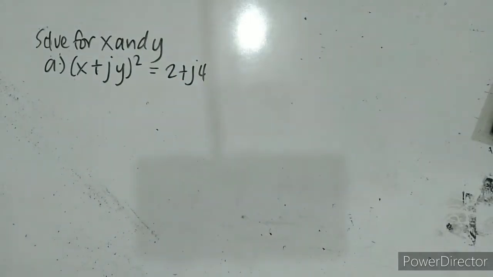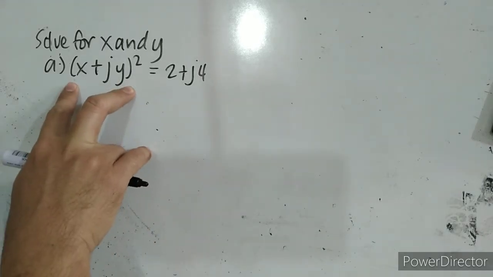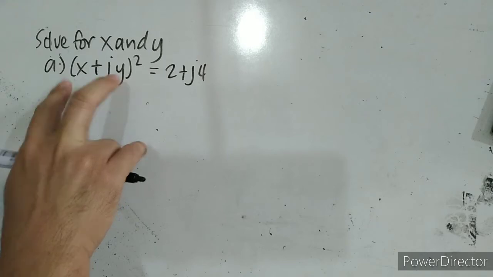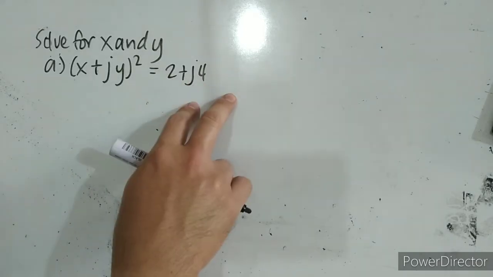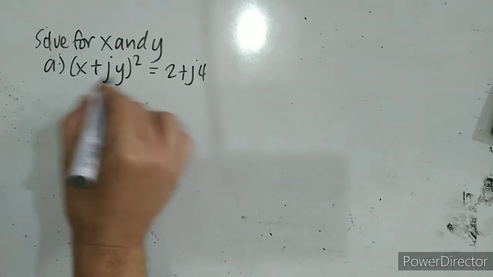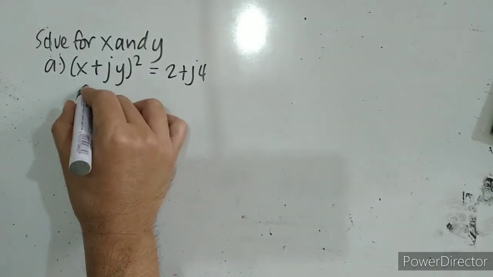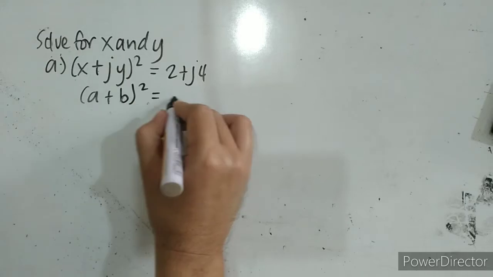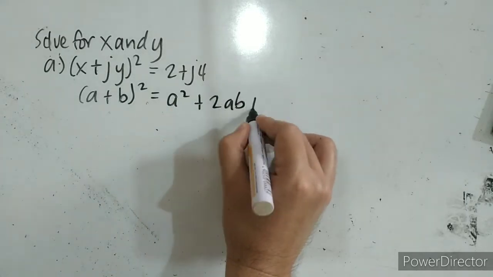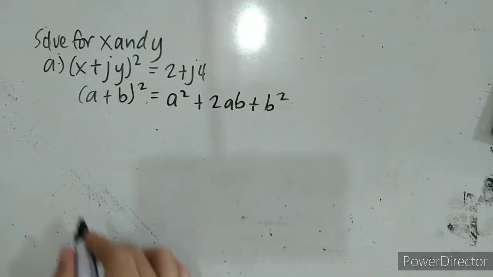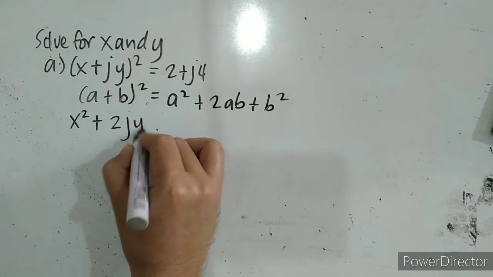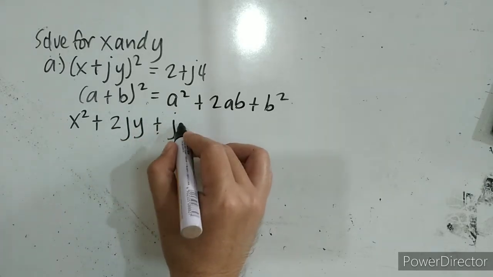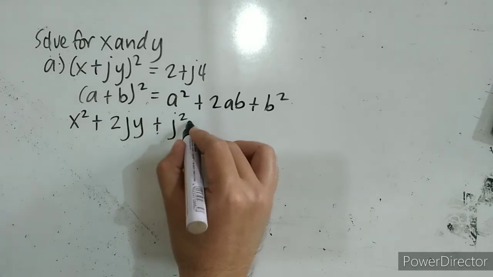Okay, so the first step is expanding the left side, and then the second step is equating the real part of the left side and the real part of the right side, the imaginary part of the left side and the imaginary part of the right side. Expanding this, you recall that (a plus b) squared is equal to a squared plus 2ab plus b squared. So we have x squared plus 2jxy plus (jy) squared, or j squared y squared.